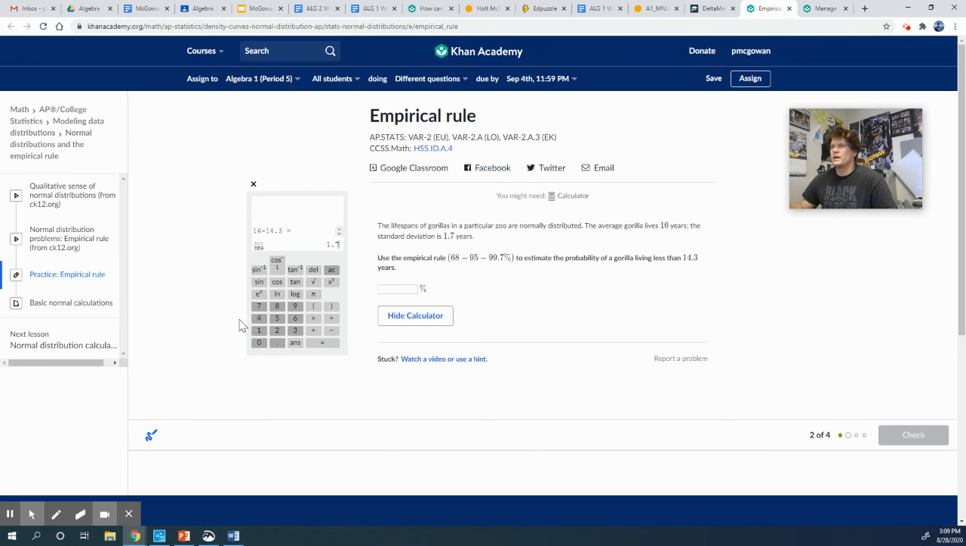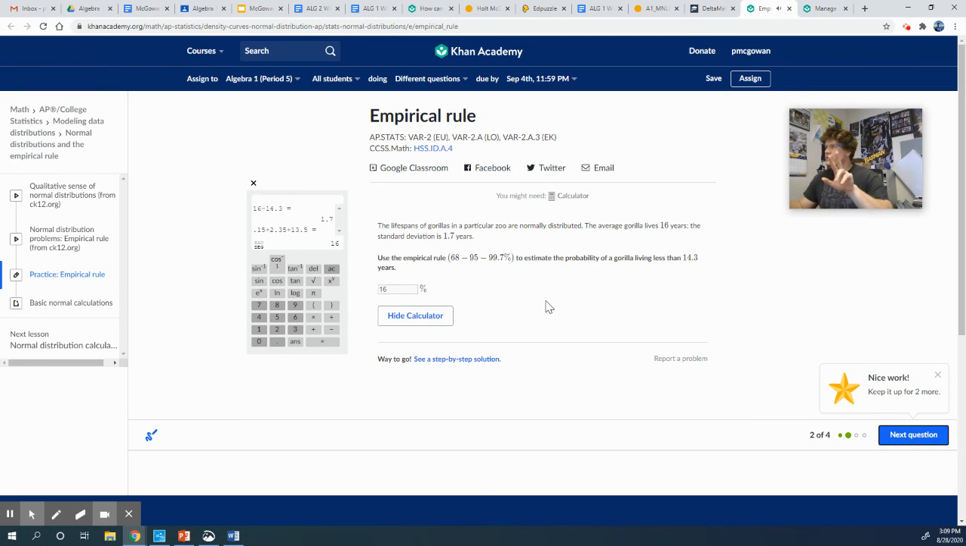Let's see if I can remember that. We want 0.15 plus 2.35 plus, what was it, 13.5? 16% is what I'm getting. Oh, good, I did it correctly.